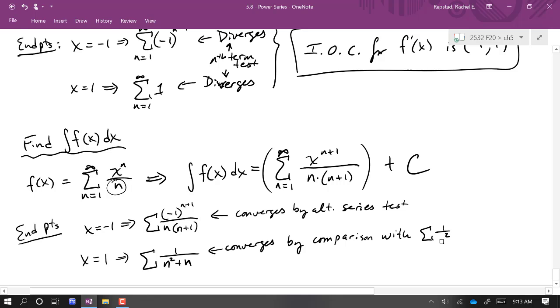Right, so we know that 1 over n squared is a convergent p-series because p is equal to 2, which is bigger than 1. So now, since we get convergence at both endpoints, the interval of convergence for the integral of f is the closed interval from -1 to 1, closed on both ends.